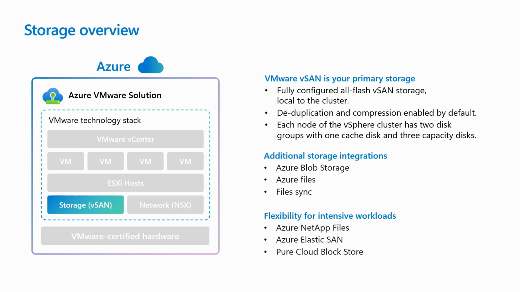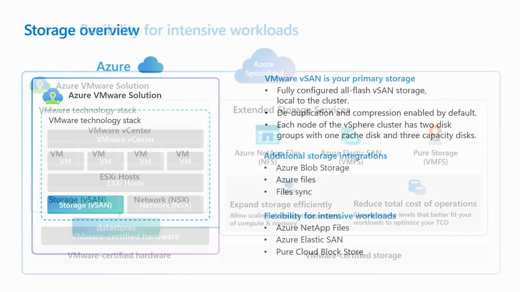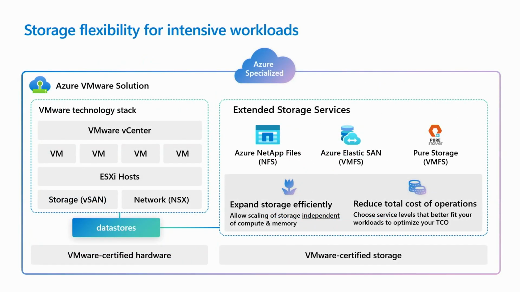Now, once you're in Azure, you can expand that storage capacity with things like Azure Blob Storage, Azure Files, and File Sync. But we also have some first-party and third-party Azure services that are even more flexible for some of those storage-intensive workloads. And that include things like Azure NetApp Files, Azure ElasticSAN, and Pure Storage. And we have a couple of different options for Pure Storage. Amy, when would you recommend using these different options, and what are some of the distinct advantages of each?